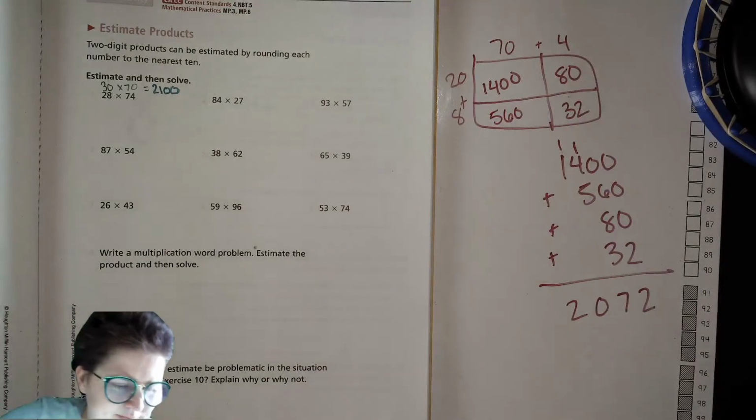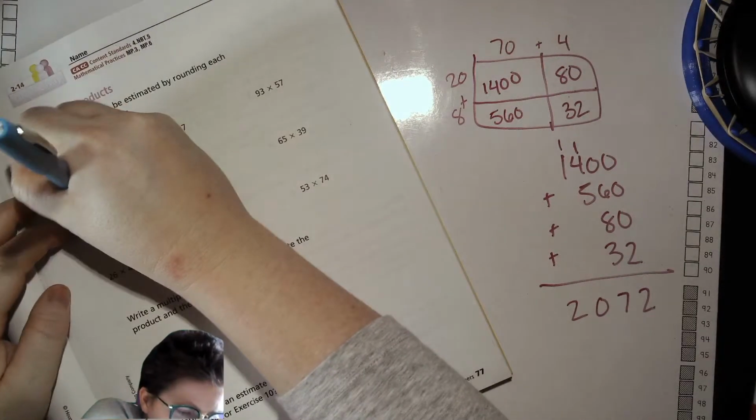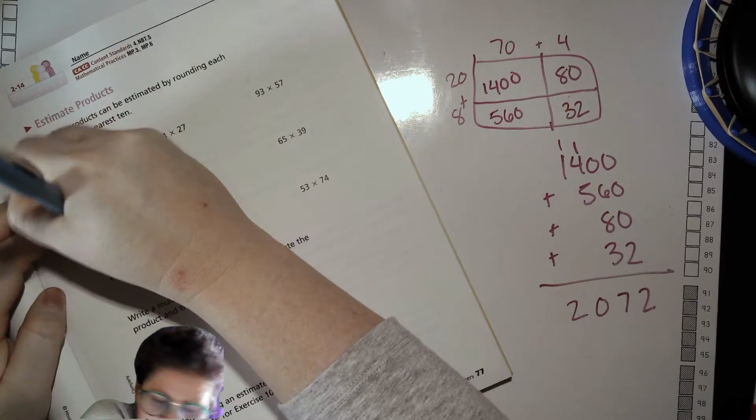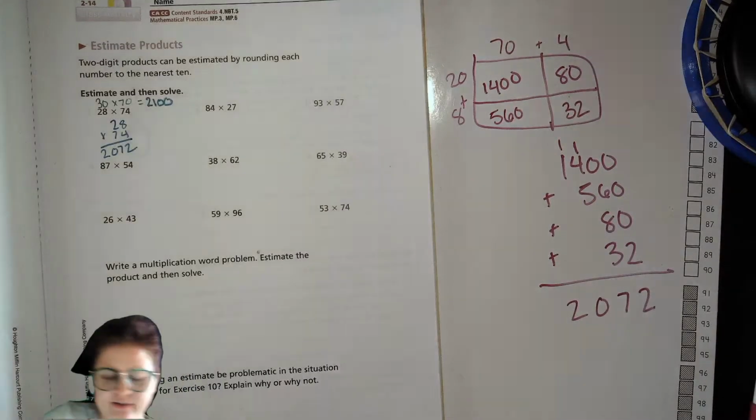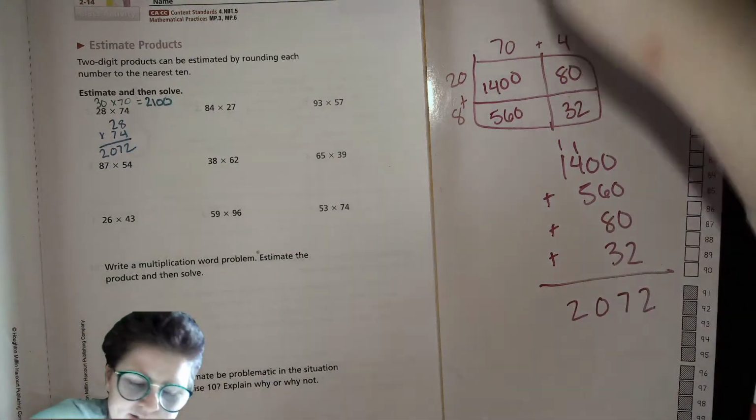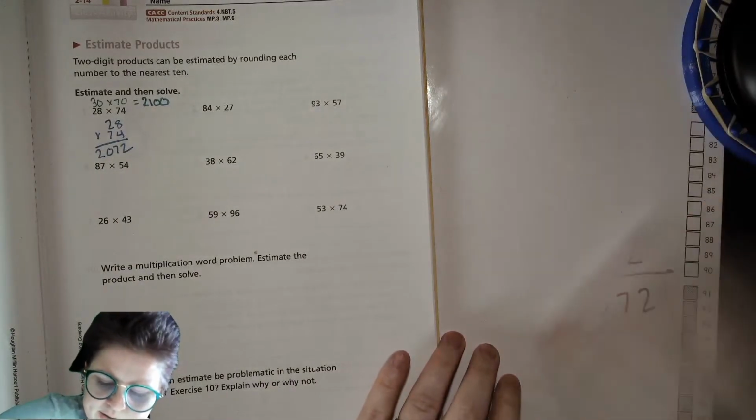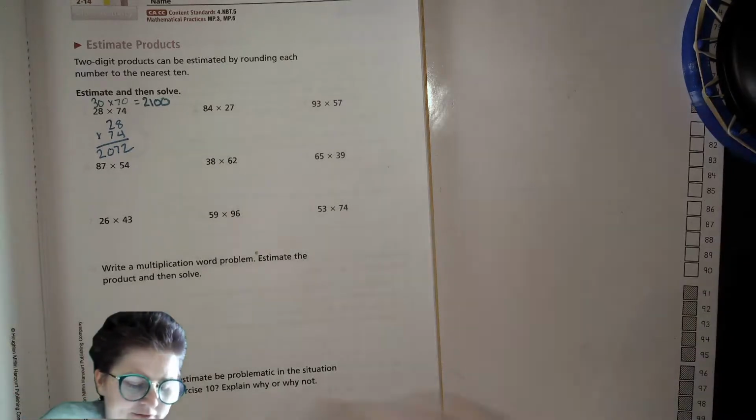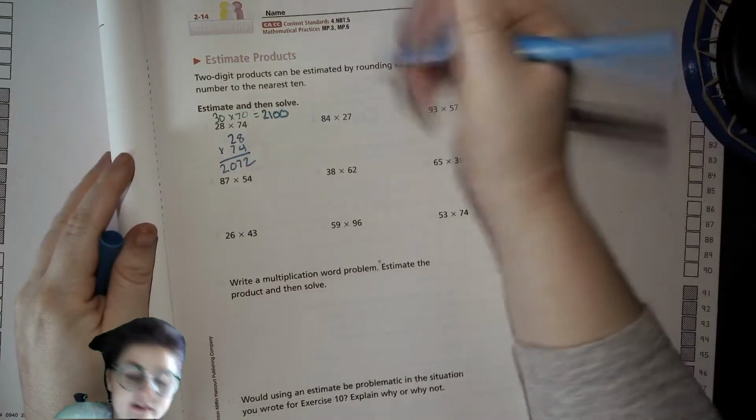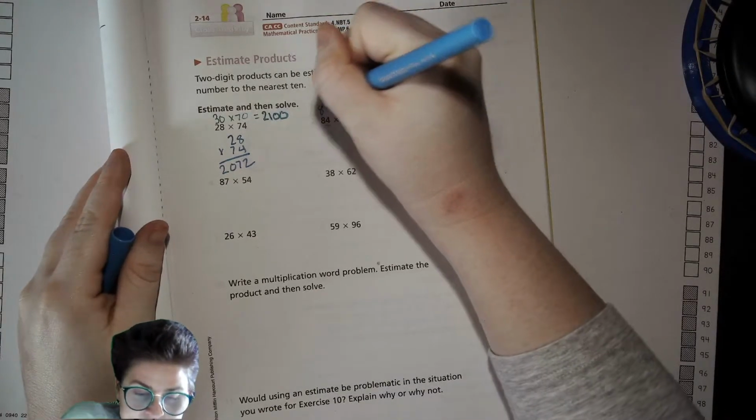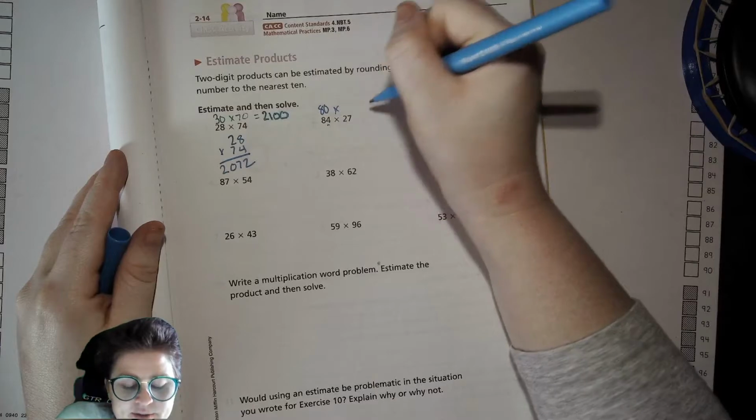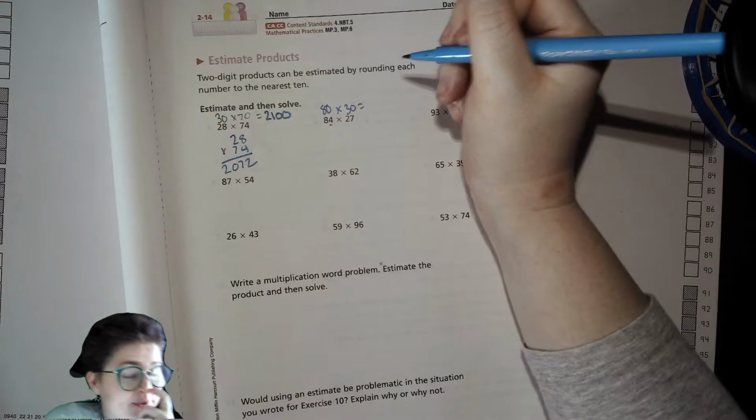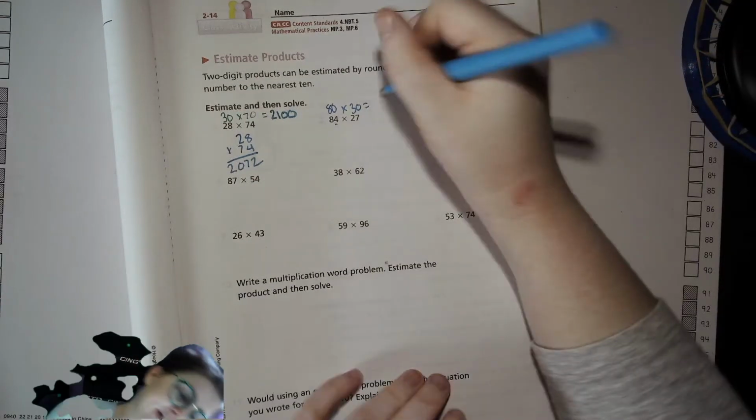So we'll write over here 28 times 74 equals 2072, just because there's not a ton of space under here. All right, let's do 84 times 27. What's 84 to the nearest 10? That 4 in the ones place says it's 80. And that 27 is going to go to what? 30. So then 8 times 3 is 24, so we got 2400.